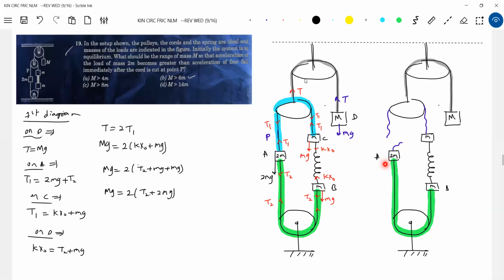The load is asking, so what will happen to the spring force? Will it change? The primary idea we have to start from here: will the spring force change? A sudden change in spring force is not possible. So I'll put the same spring force kx naught, and this will be mg. What will be the tension? The tension will have some other value, let me call it T. And here the weight is 2mg.